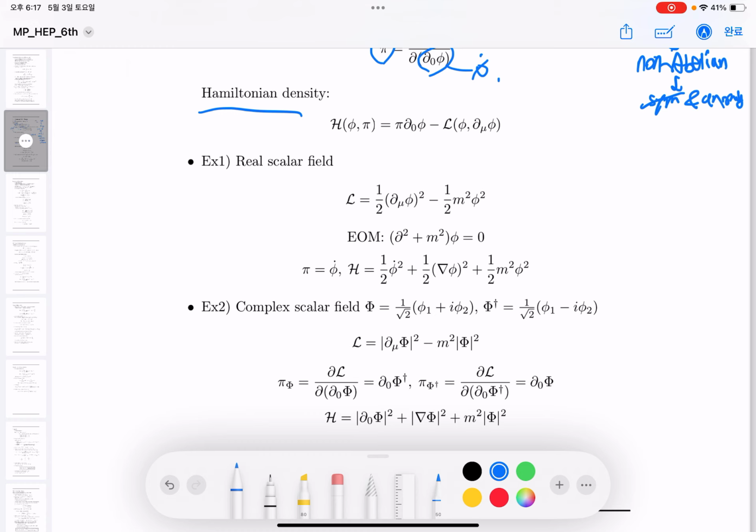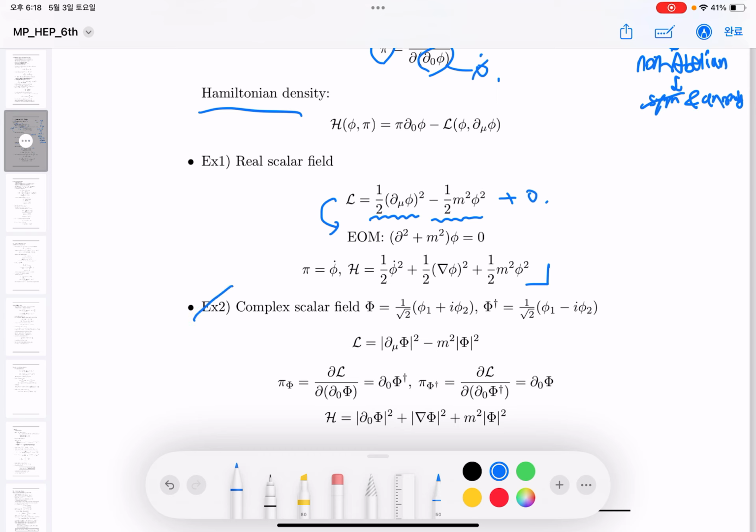First of all, we can describe the real scalar field. This is a kinetic term in the relativistic version, and this is a potential term as a mass term, and there's no additional interaction term. So this is the free field theory. And by using the Euler-Lagrange equation above, we can obtain the following equation of motion. And the Hamiltonian density is the following.